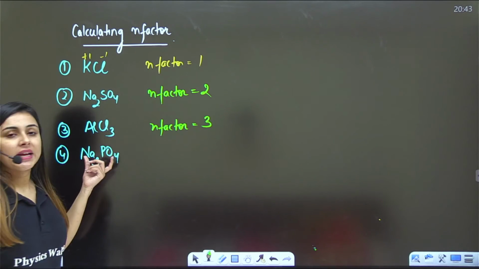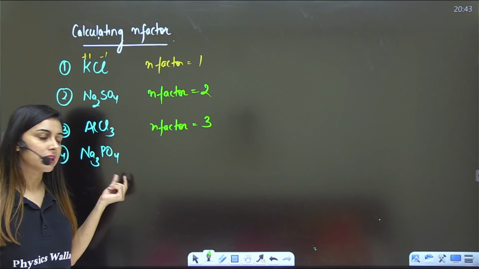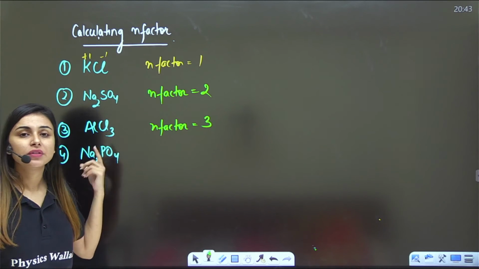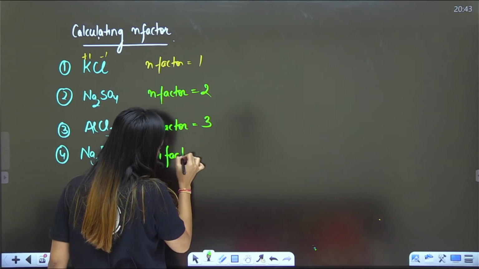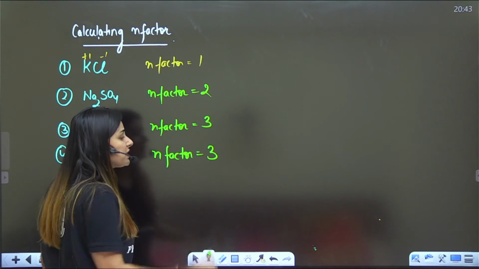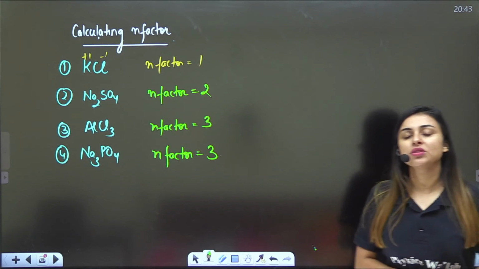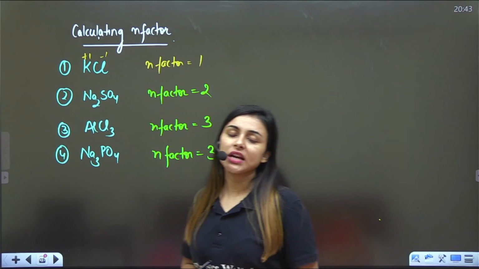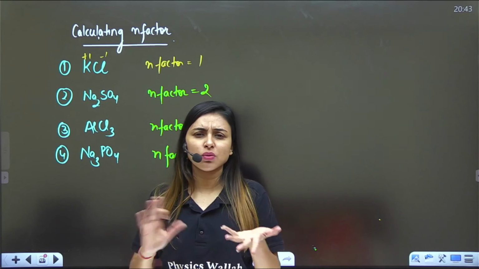If we talk about Na3PO4, 1 Na has +1, 3 Na are present, so +3. If you talk about PO4 negative, 3 negative charge, so total 3 negative charge. So again the n factor is 3. So this is how you calculate the n factors for the electrolytes. You just check the total positive charge or the total negative charge and you can find out the n factors. Okay, and then you can find out the relationships also.